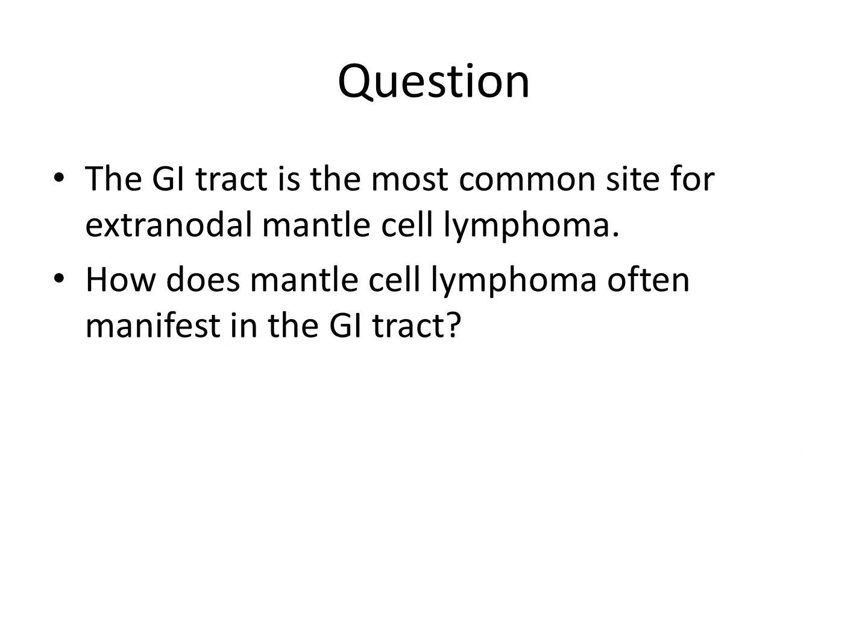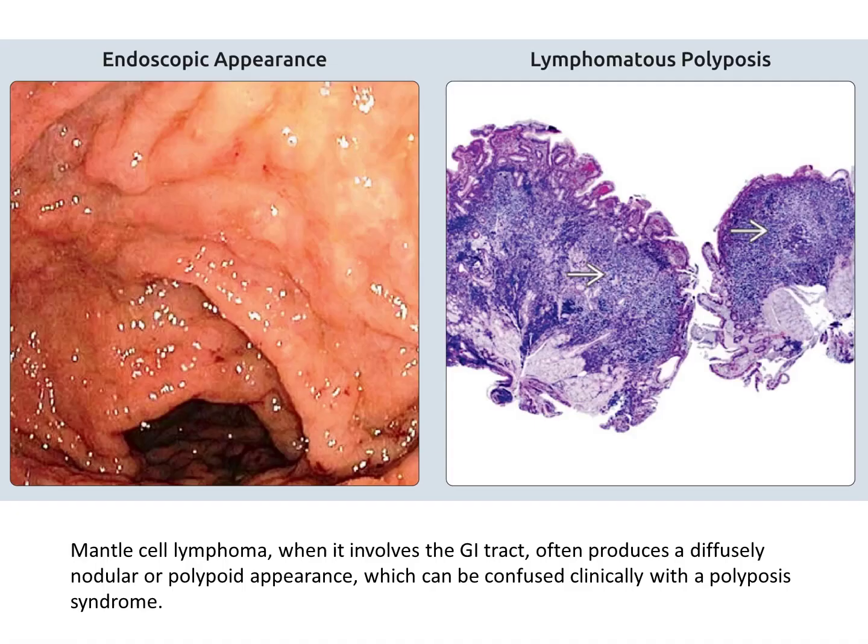Consider this question. How does mantle cell lymphoma typically manifest in the gastrointestinal tract? When presenting in the gastrointestinal tract, mantle cell lymphoma typically presents in the form of polyposis. In other words, it manifests as numerous polyps. Mantle cell lymphoma, when it involves the gastrointestinal tract, often produces a diffusely nodular or polypoid appearance, which can be confused clinically with a polyposis syndrome.